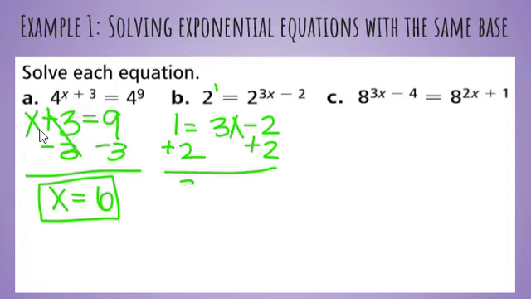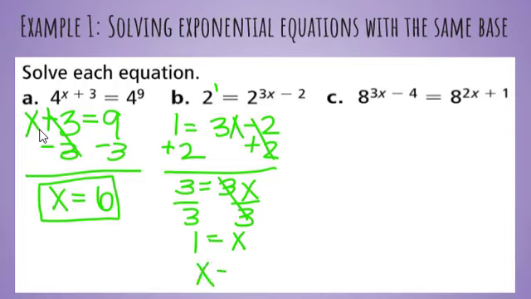So 1 plus 2 gives us 3. I bring down my 3x, and then the negative 2 and 2 cancel. Now we're going to divide both sides by 3 to get the x by itself. So we have x equals 3 divided by 3 is 1. So our answer here is x equals 1.